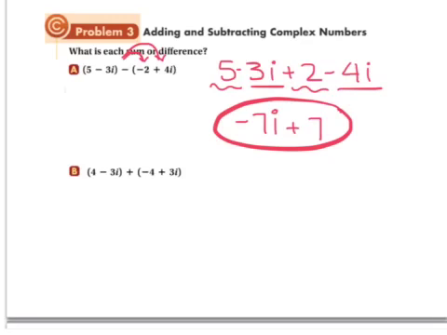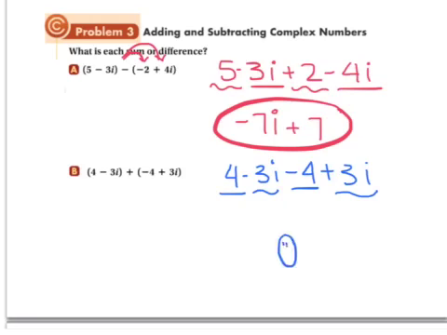So problem 3b, we are just adding there so we don't have to do any changing of the signs. 4 minus 4 is just going to give you 0. Negative 3i plus 3i is going to give us 0 as well. So this one, our answer is just 0, and that's all we can do.